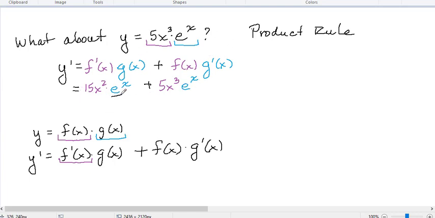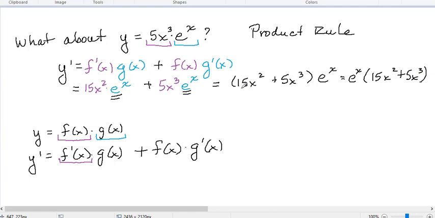Let me just warn you that WebAssign is going to factor out the e to the x. That's 15x squared plus 5x cubed, times e to the x. And there's just a thing in math where e's come last. So polynomials come first, and we tend to put e's at the back. But WebAssign will still accept your answer if you multiply the e to the x in the front.